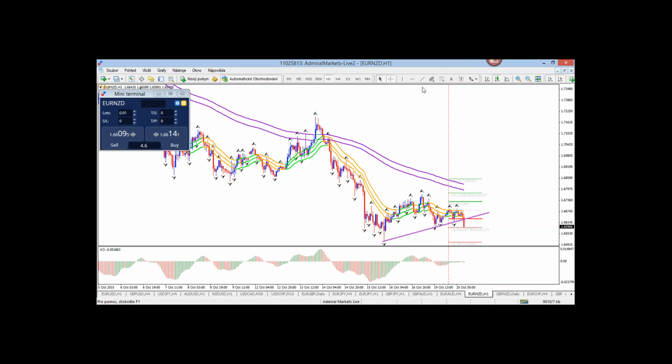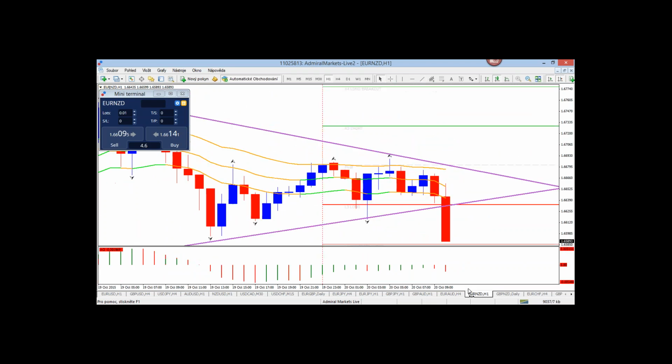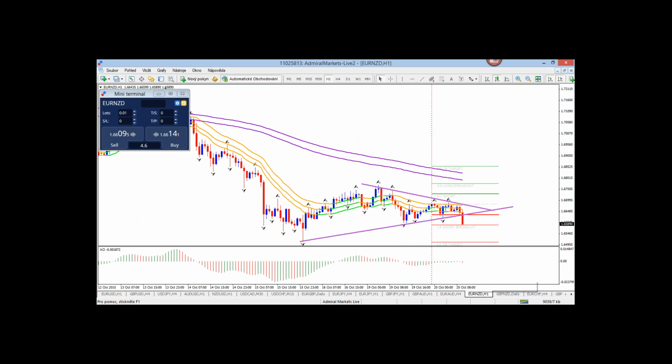We are breaking through a triangle in a downtrend on the 1-hour and 4-hour chart. So from that point of view, the downside could be interesting. New Zealand strengthening here, Euro relatively weakening.